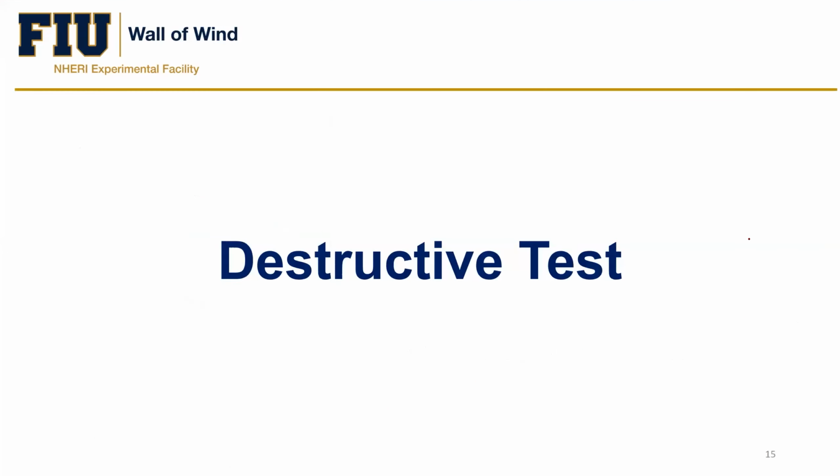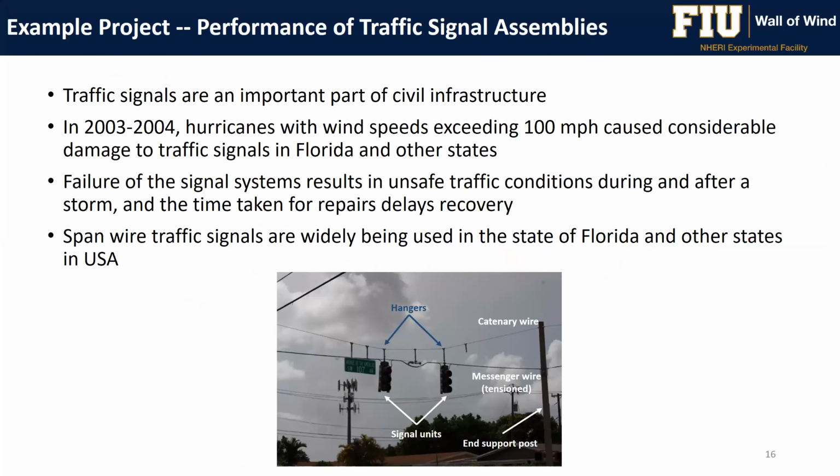The third group is destructive testing. This is the type of testing where you can see the effect of extreme winds on the structures that we test at the wall of wind. Obviously here, with destructive testing, we deal with full scale, one-to-one.